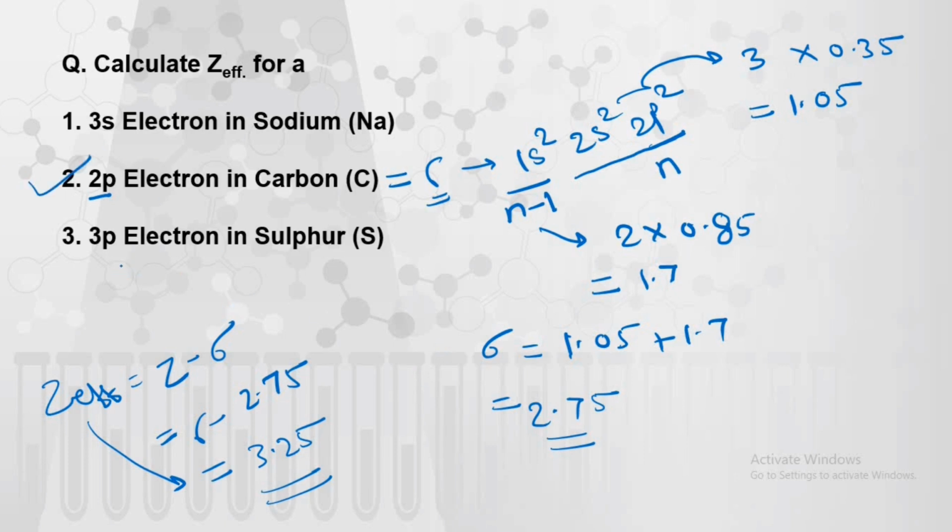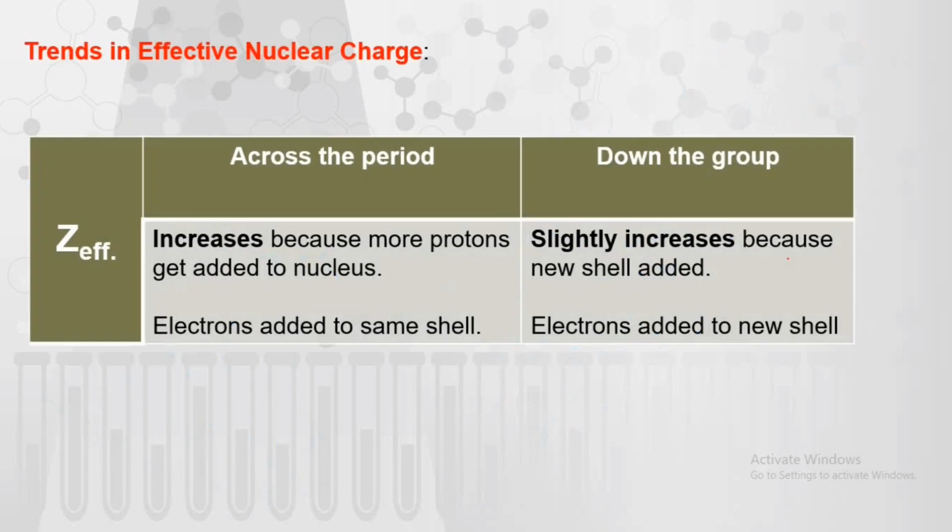Similarly, you can calculate this for 3p electron in sulfur. Please calculate it and post your answer in the chat section. In this way, we have seen how to calculate the Z effective for different electrons present in different orbits and orbitals. Now we will see the trend in effective nuclear charge.